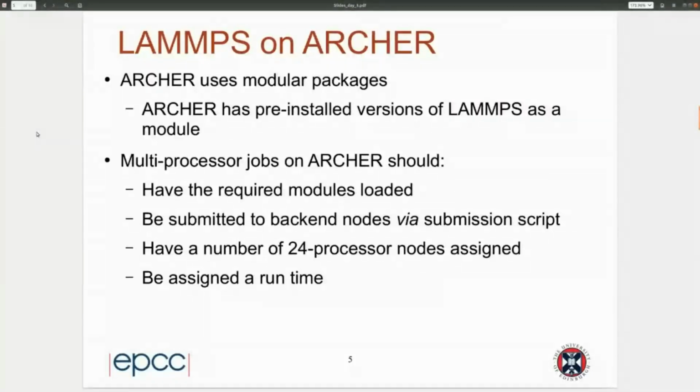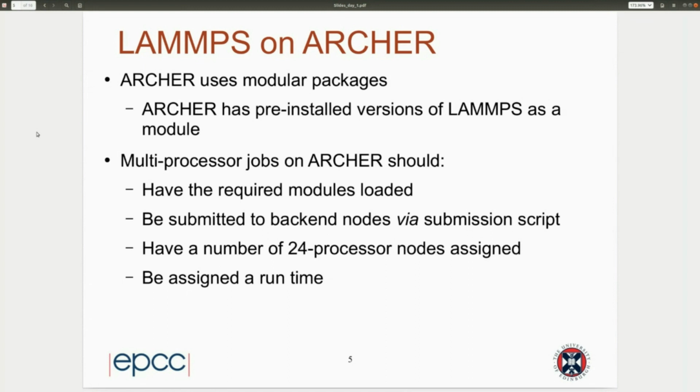Yeah, so LAMMPS on Archer, I've described the modular packages. I've explained that there's a pre-installed version of LAMMPS, and I'll show you next week how you can install your own version of LAMMPS, and also explain why you might want to. I've also mentioned that on Archer, if you want to run a multiprocessor job of LAMMPS, you need to have the correct module loaded.